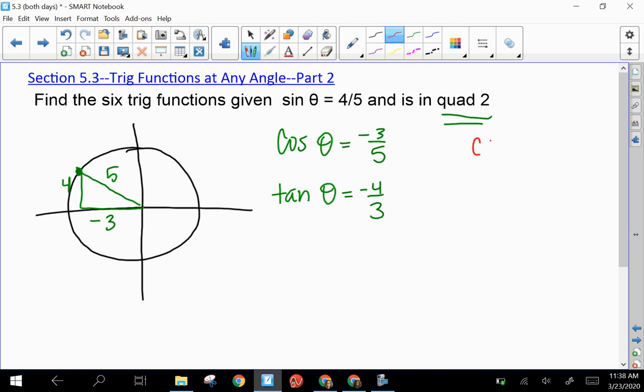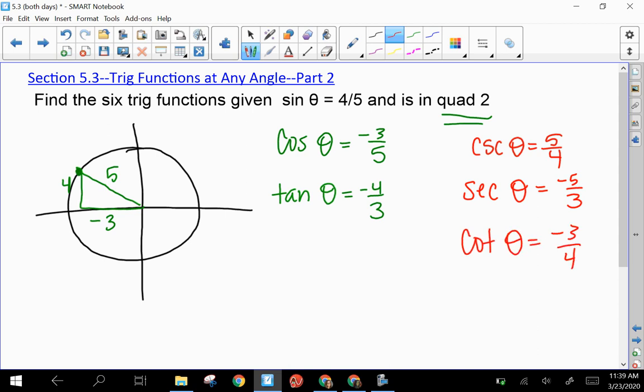I'm going to do the evil twins now, or the reciprocal functions. Sine is paired with cosecant. Find the reciprocal, that's 5/4. Secant goes with cosine. The reciprocal of that would be -5/3. And then cotangent would be -3/4.